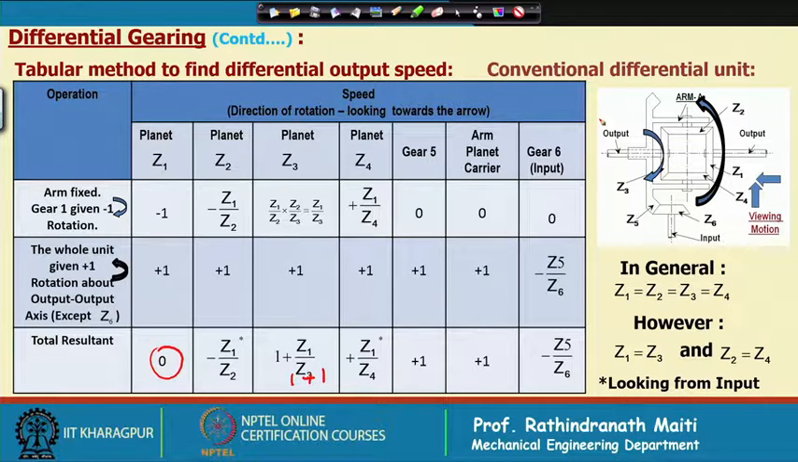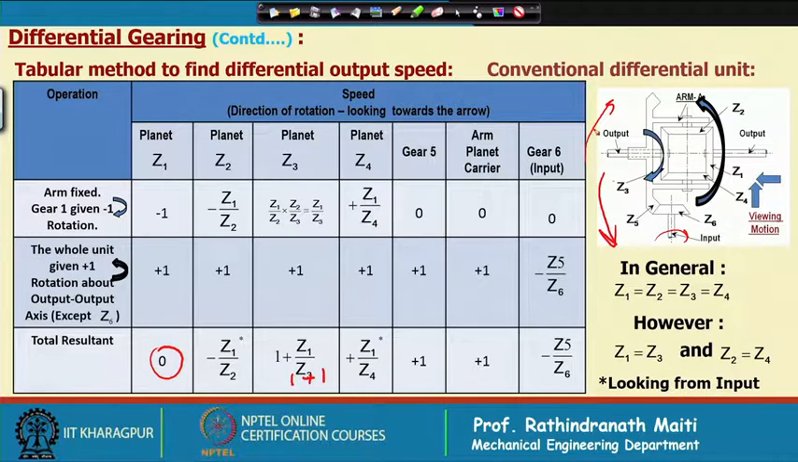In this case, this minus sign we have considered for clockwise. So, it will rotate like this, in this direction. If it rotates in the opposite direction, then it will go in the other direction. So, that is the basic function of a differential gear unit.